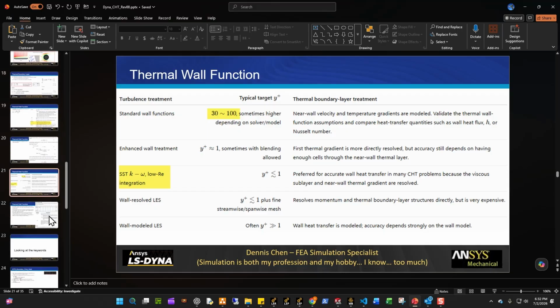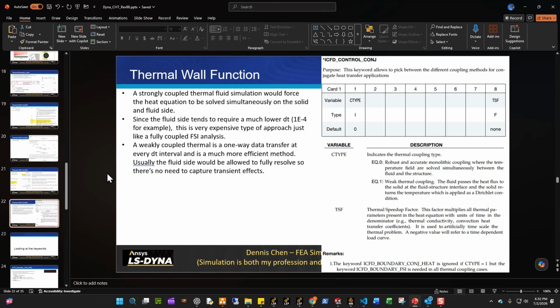All right, so in addition to that, we can activate a strongly coupled or a weakly coupled option. This is a coupling option. The coupling option, obviously, just like FSI has weakly and strongly coupled FSI, inside a CHT analysis you also have weakly and strongly coupled methodologies, right? So if you set this parameter here to 0, you have a strongly coupled one. Otherwise, you have a weakly coupled one.